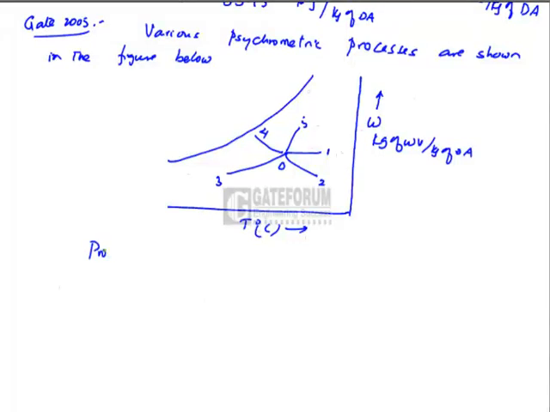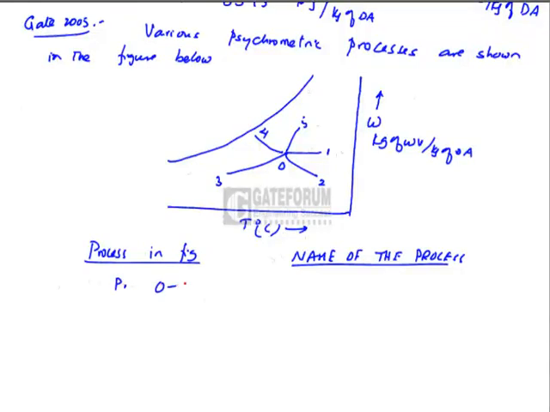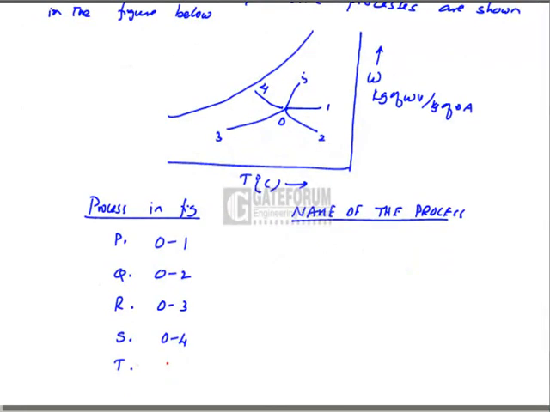The question is given like this. Process in figure, name of the process. P is given as 0 to 1, Q is given as 0 to 2, R is given as 0 to 3, S is given as 0 to 4, T is given as 0 to 5.